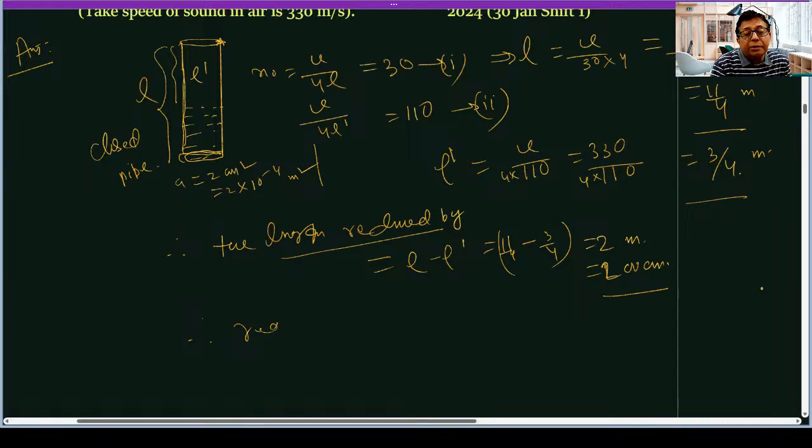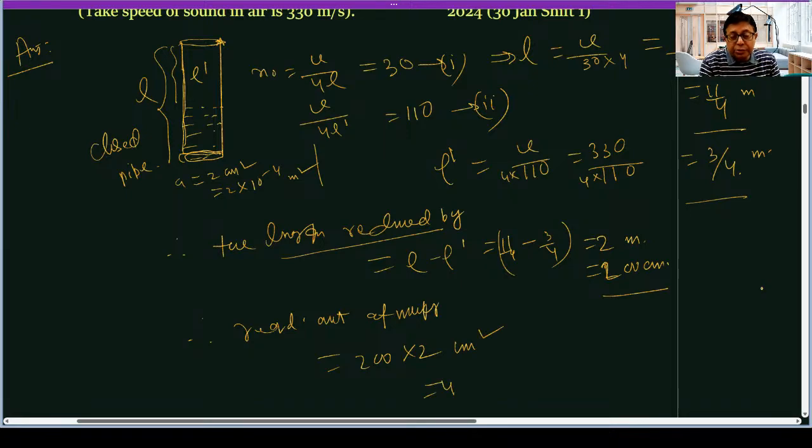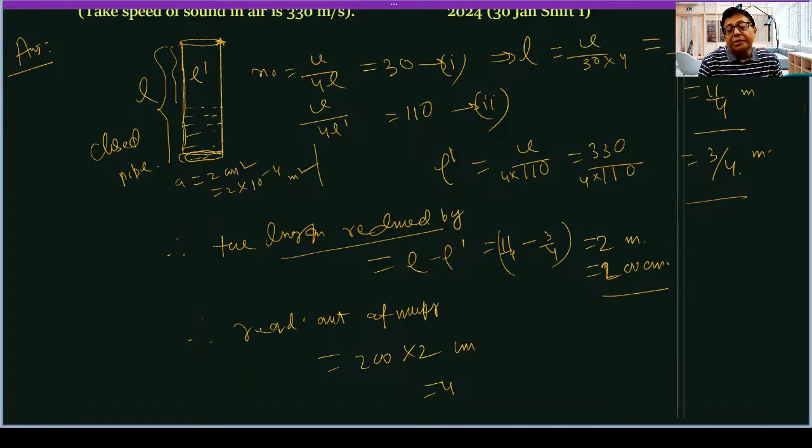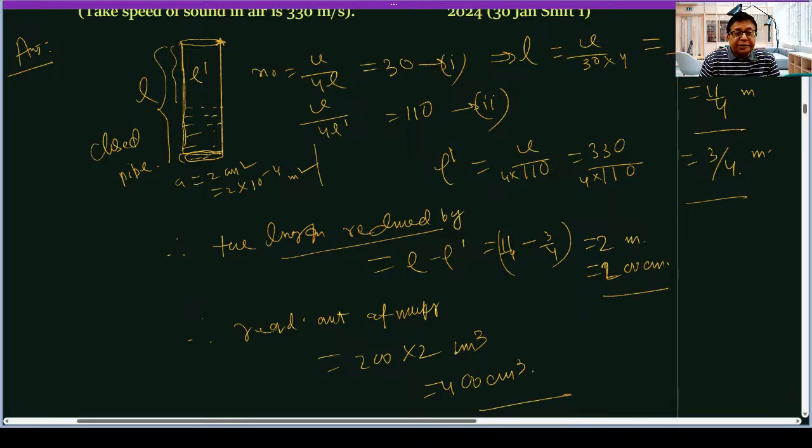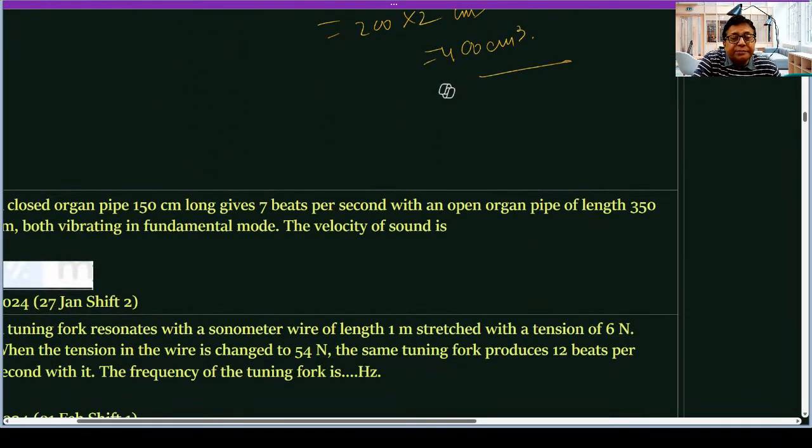Therefore, required amount of water is equal to 200 into 2. Multiplying area by height, it will be centimeter cube. So 400 cubic centimeter. Clear? Let us go for the next one.